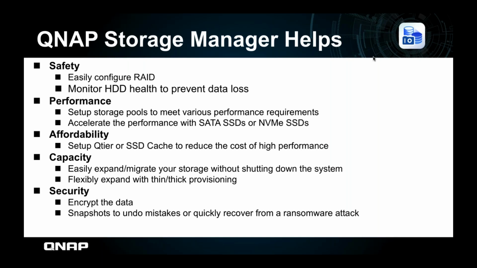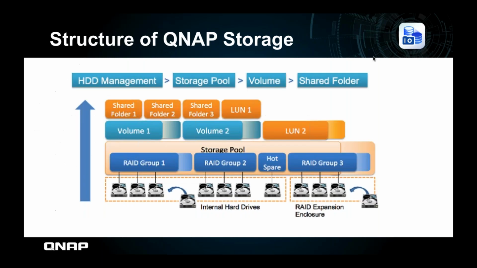For affordability, our Q-tier or SSD cache can accelerate cheap, affordable HDD storage. And this lowers the cost of high performance. For capacity, you could easily expand or migrate your storage without shutting down your system, without losing your data, just easily expand or change your RAID, and you can flexibly add new volumes or expand your volumes. You can set them up with thin or thick provisioning. For security, we offer encryption, and also for security, we offer snapshots. Snapshots give versioning. It's the ability to undo a mistake or very quickly recover from a ransomware attack.